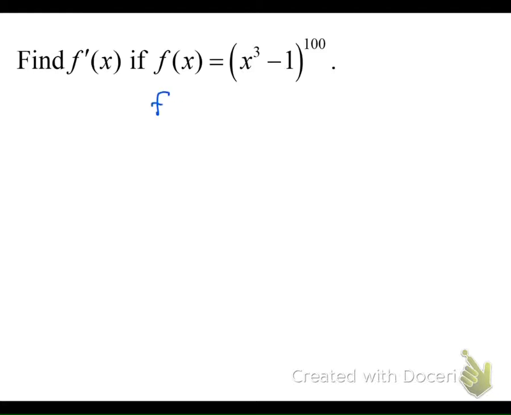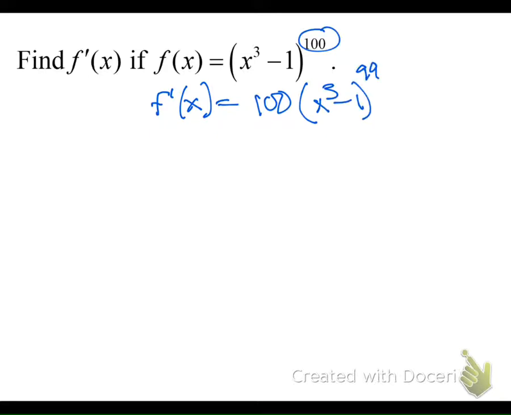Okay, derivative of the outside would be the exponent. Power rule. So it's 100. Leave the inside the same and subtract 1 from the exponent. Times the derivative of the inside, which is 3x squared. Stick that out front, and then just clean that up.